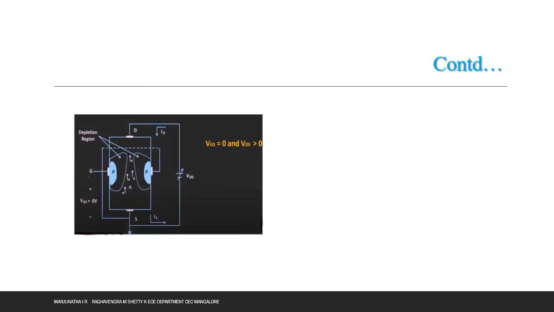Now, I'll be talking about what will be the effect on the depletion region when we give different voltages from VGS and VDS.